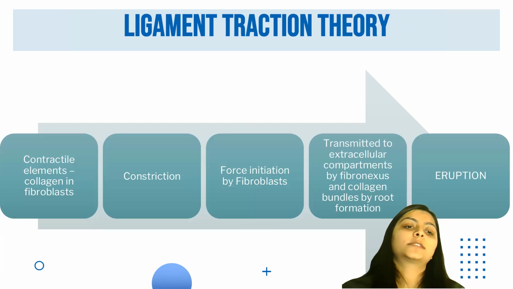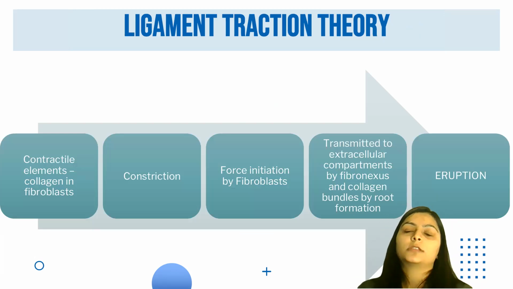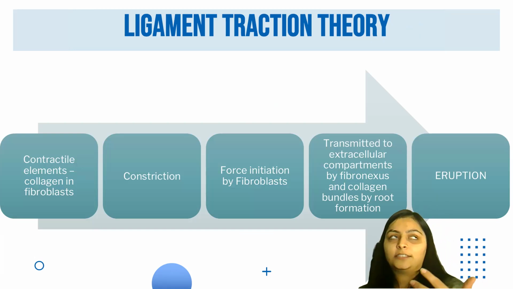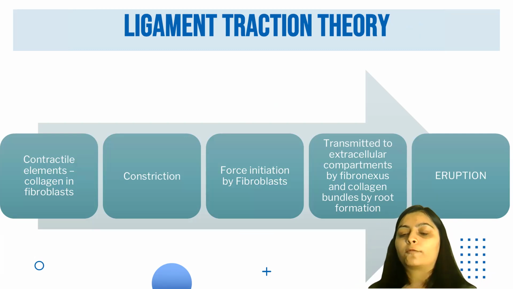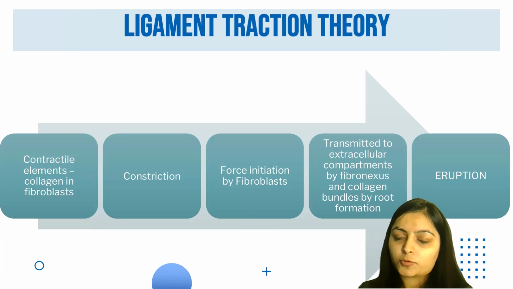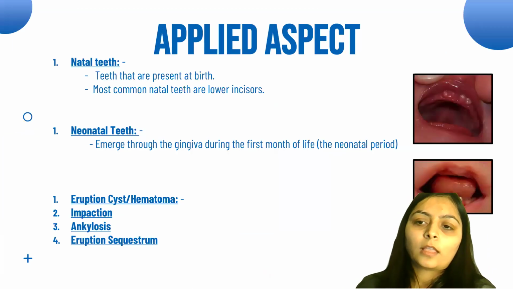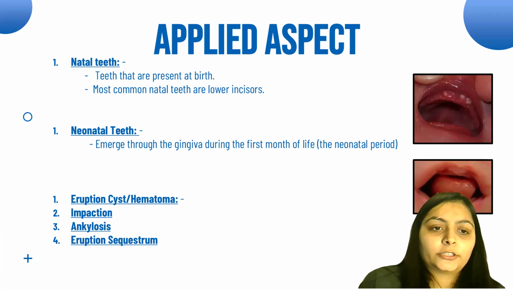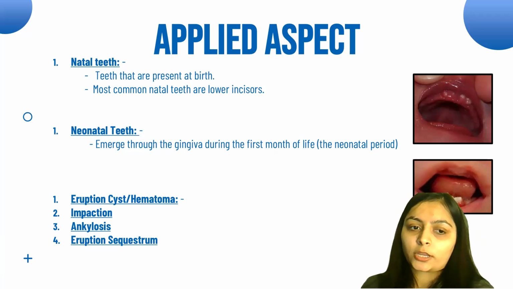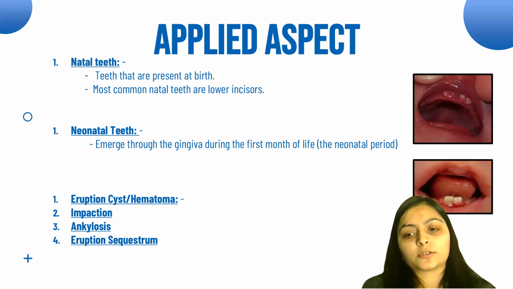Ligament traction theory. First, contractile elements like collagen and fibroblasts are responsible. It leads to constriction, then force initiated by fibroblasts is transmitted to the extracellular compartment by fibronexus and collagen bundles, by root formation, and ultimately results in eruption. It is the most acceptable theory until now. If any defect occurs in the eruption stage, it results in defects like natal teeth, neonatal teeth, eruption cyst or hematoma, impaction, ankylosis, or eruption sequestrum.